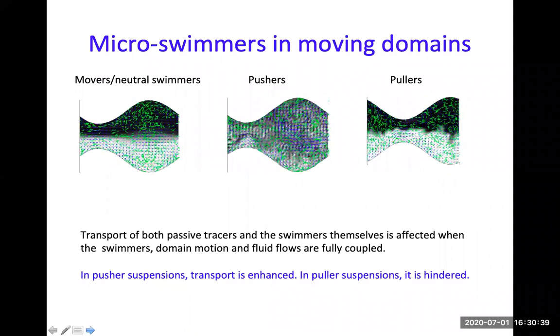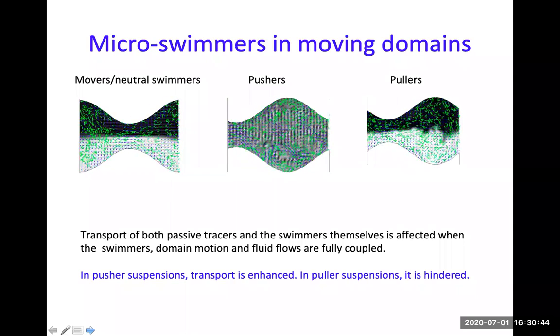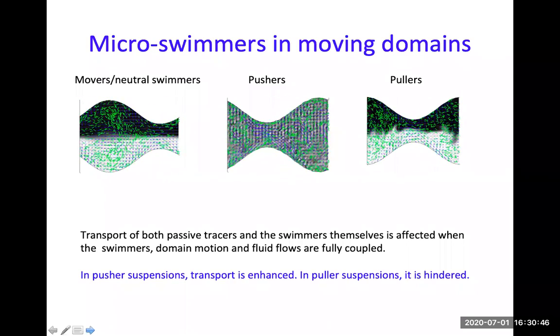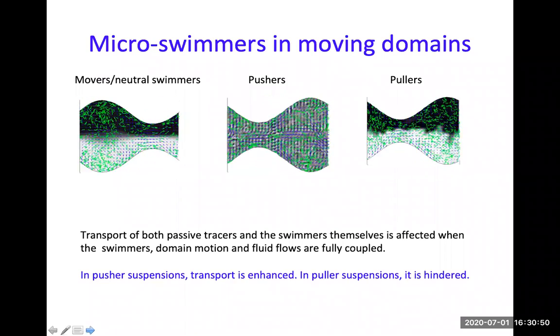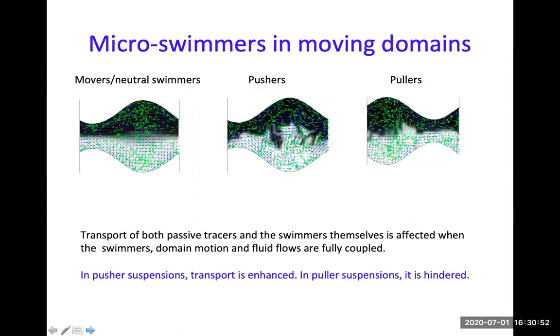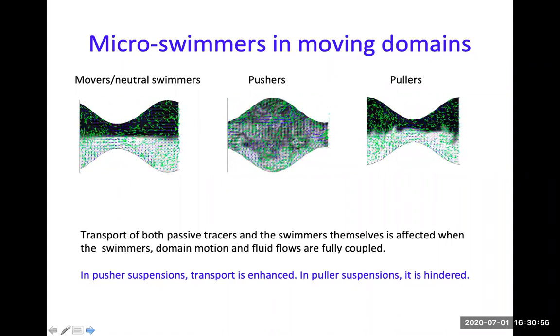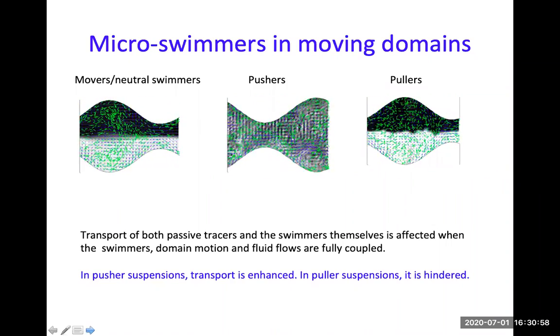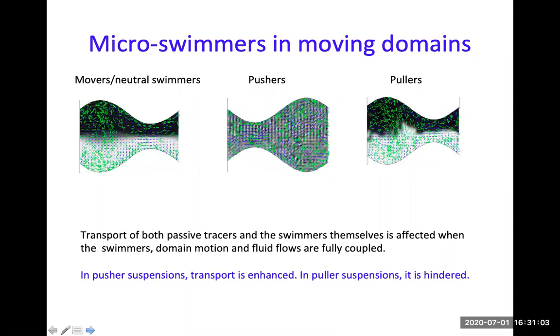So we put swimmers in this, right? And also a dye field, black and white. So if you have so-called movers or neutral swimmers that don't disturb the fluid flow, they're just self-propelling, so it's a bit unphysical. Then sure enough, they're swimming around, they self-organize, but you don't see the dye field getting mixed, right? Because there is nothing to break the up-down symmetry of the flow.